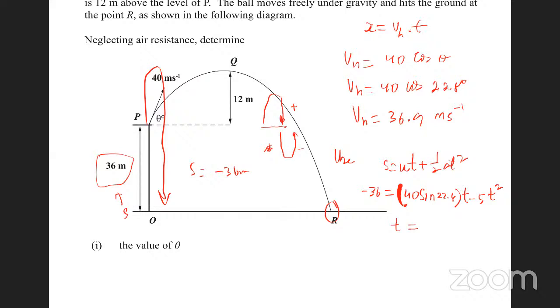Yeah? Okay. Right? And when you solve for T now, one person got 3.42. Anybody else got a 3.42?